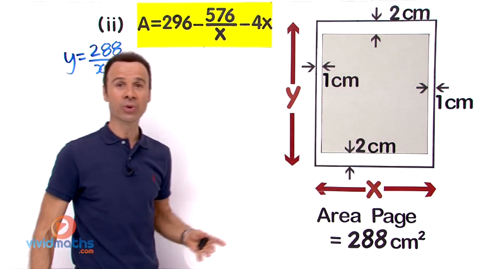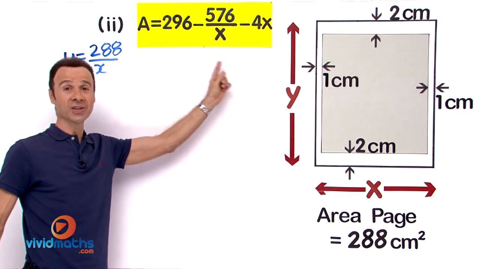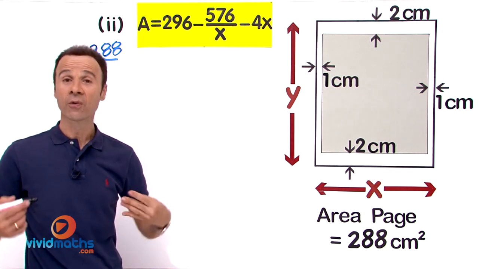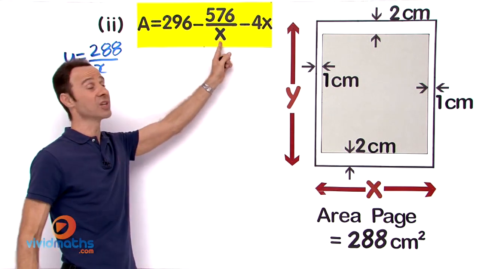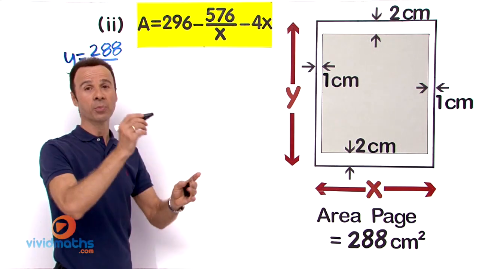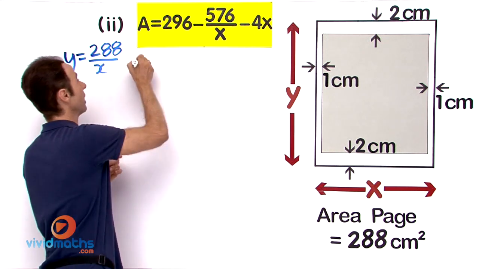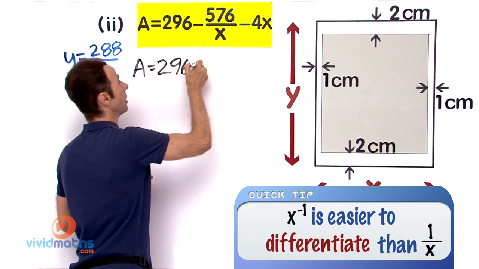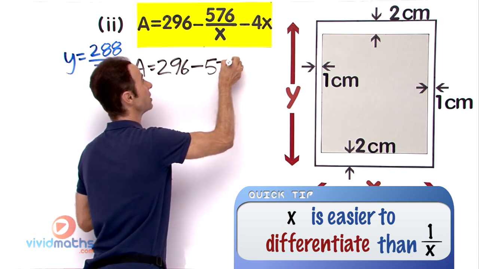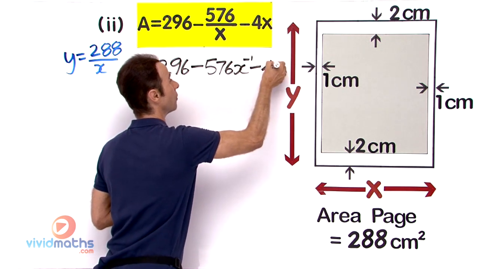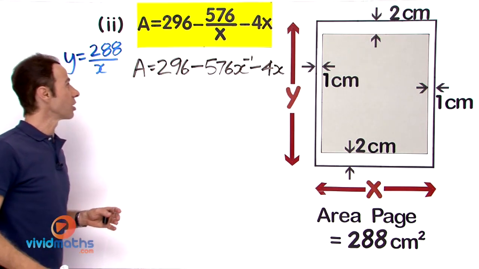So in order to do that, we need to find the first derivative of this expression. Now, in order to do that, we need to write it in a differentiating friendly format because we have 576 over x. That's hard to differentiate. So I'm going to bring it up next to it and put it to the power of negative 1. So area equals 296 minus 576 x to the power minus 1 minus 4x. Okay, that looks a lot better.